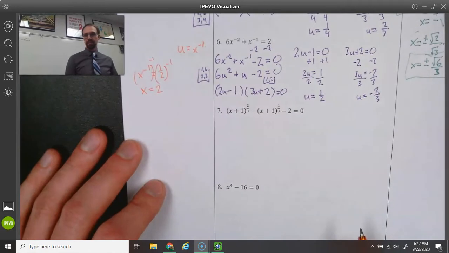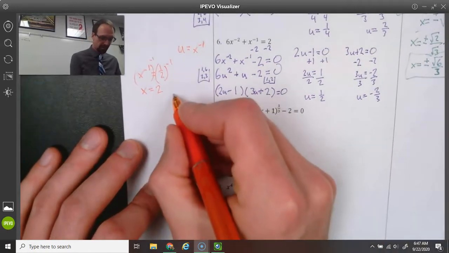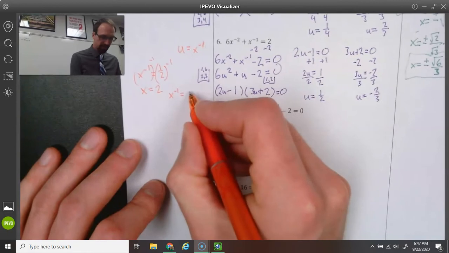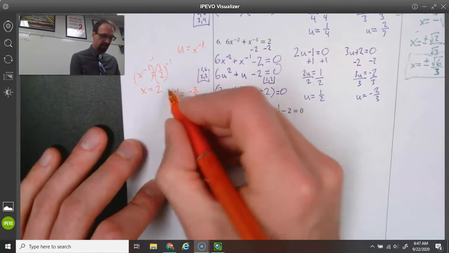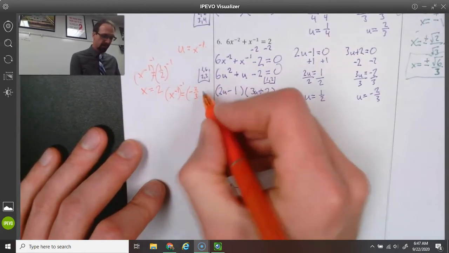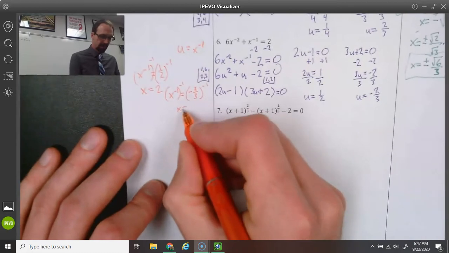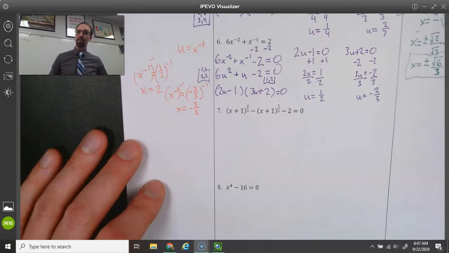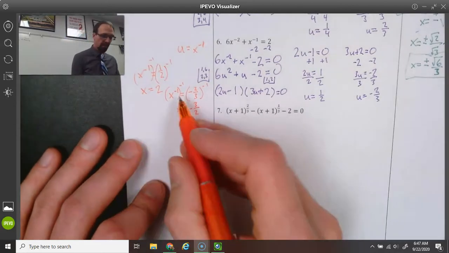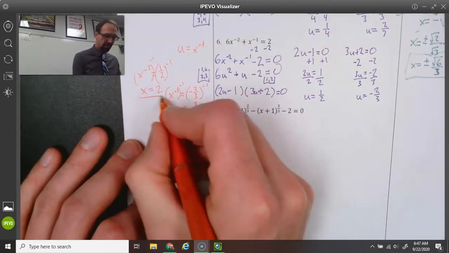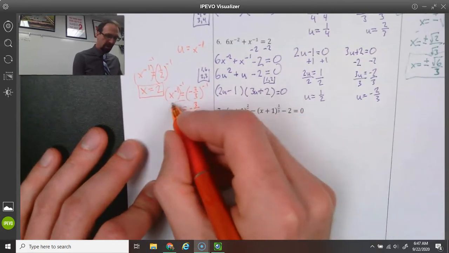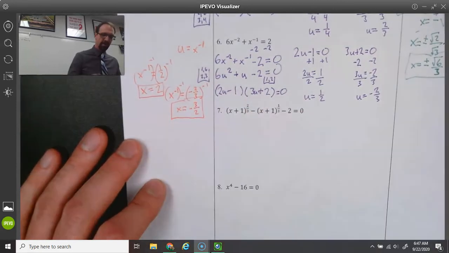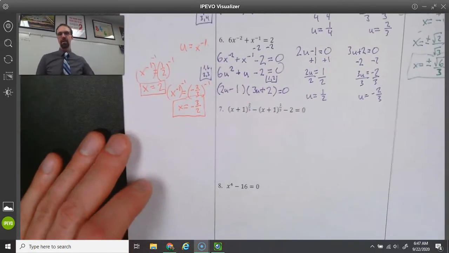Similarly with the other one as well, I have x to the negative first equals negative 2/3, and again take the reciprocal of both, and you get x equals negative 3/2. A lot of students will mess up with the sign here. Be careful. Remember, the negative exponent all it does is flip the fraction. Neither of these are 0, so I don't need to worry about the solutions not being part of it.